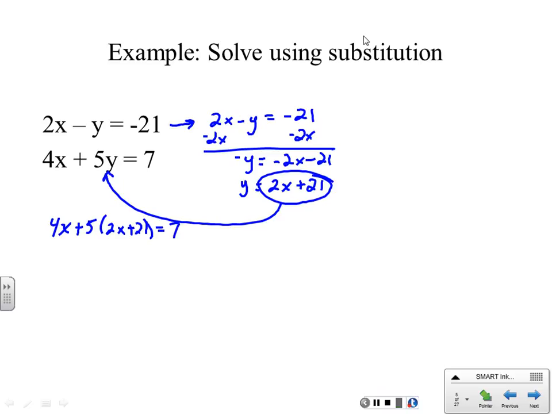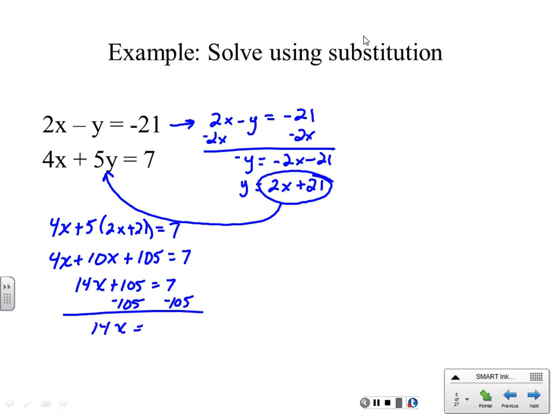Now look at what you've done. We have an equation that only has x's in it. And you should know how to solve this. You learned how to do this in basic algebra. So we'll have 4x, distributive property, 10x plus, what is that? Combine like terms. And then solve. So we have 14x is equal to negative 98. Is that right? Yep. Divide by 14 and we get x is equal to negative 7.